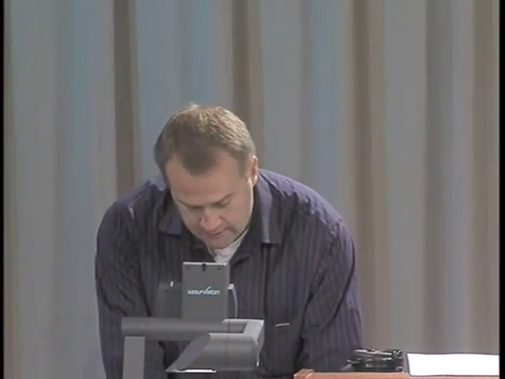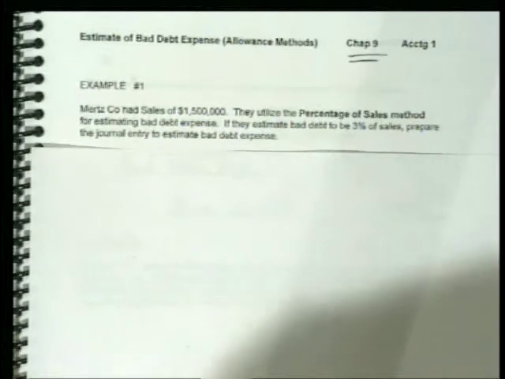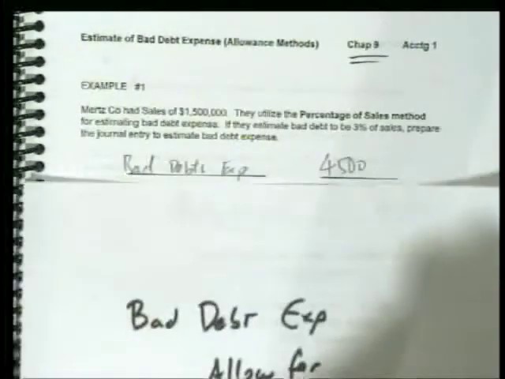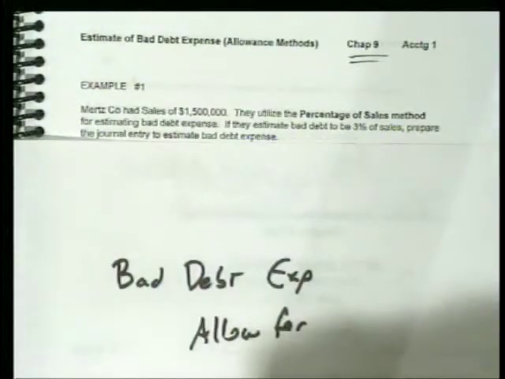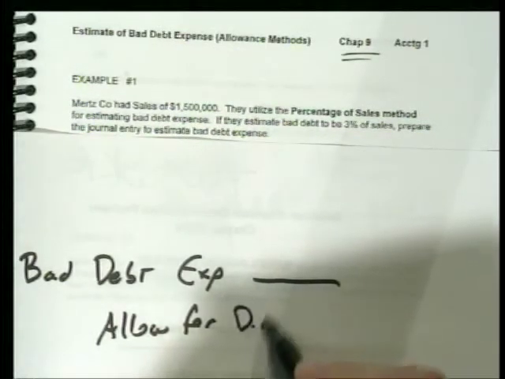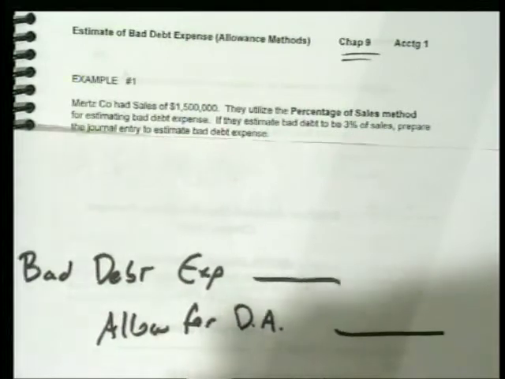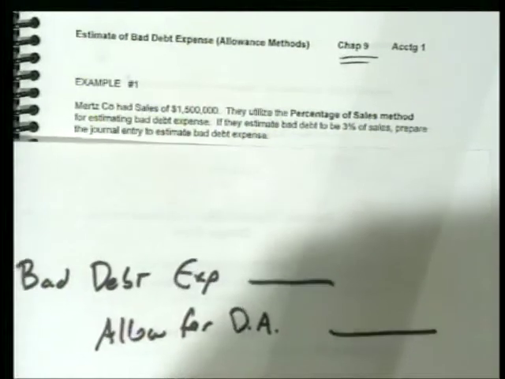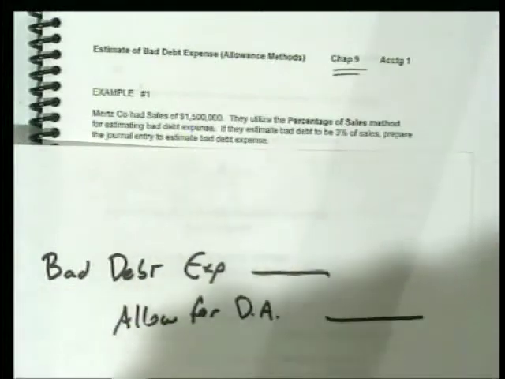Mertz Company had sales of 1.5 million. They used the percentage of sales method for estimating bad debt expense. If they estimate bad debt to be 3% of sales, prepare the journal entry to estimate bad debt expense. Well, we know that the journal entry will be a debit to bad debt expense and a credit to allowance for doubtful accounts, right? By the way, what type of account is allowance for doubtful accounts? Remind me? Credit. It's a credit, but what type of account? Contra asset.